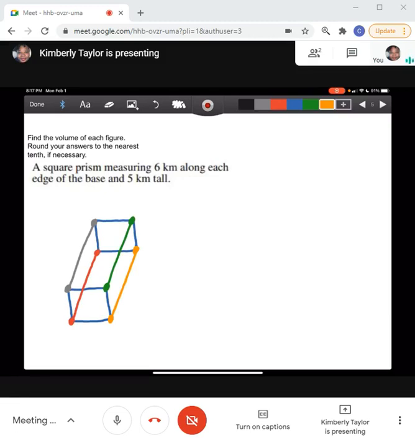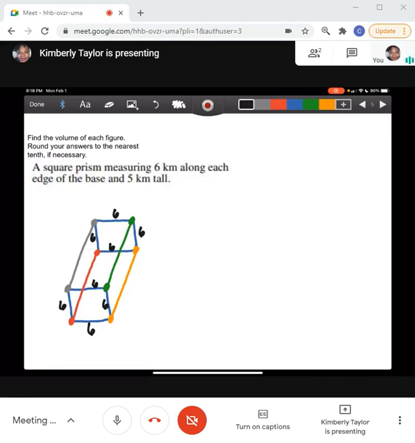It says that the square prism measuring 6 kilometers along each side, each edge of the base. So what they mean now is that it is 6 here, 6 here, 6 here, and 6 here, all along the blue. And of course that's up top as well because it's a square. Okay? Let me put it right here so you know what it is.